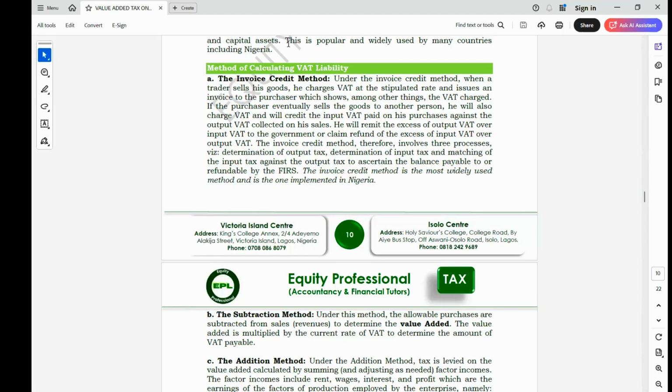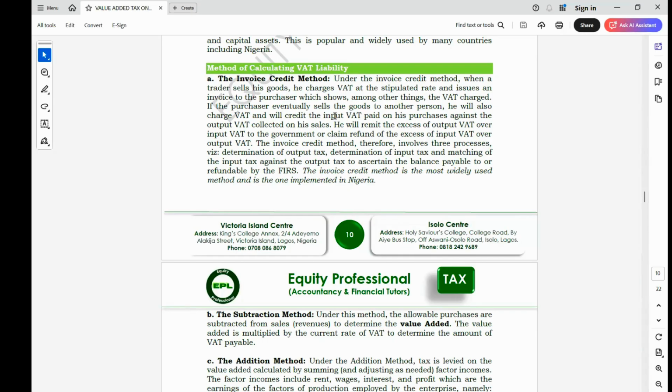Method of computing what? Calculating VAT liability. Method of calculating VAT liability. So under the VAT system, we have three methods that we can adopt to calculate the VAT. The first one is the invoice credit method. We have the subtraction method and we have the addition method. We adopt and use one in Nigeria, which we are also going to talk about.